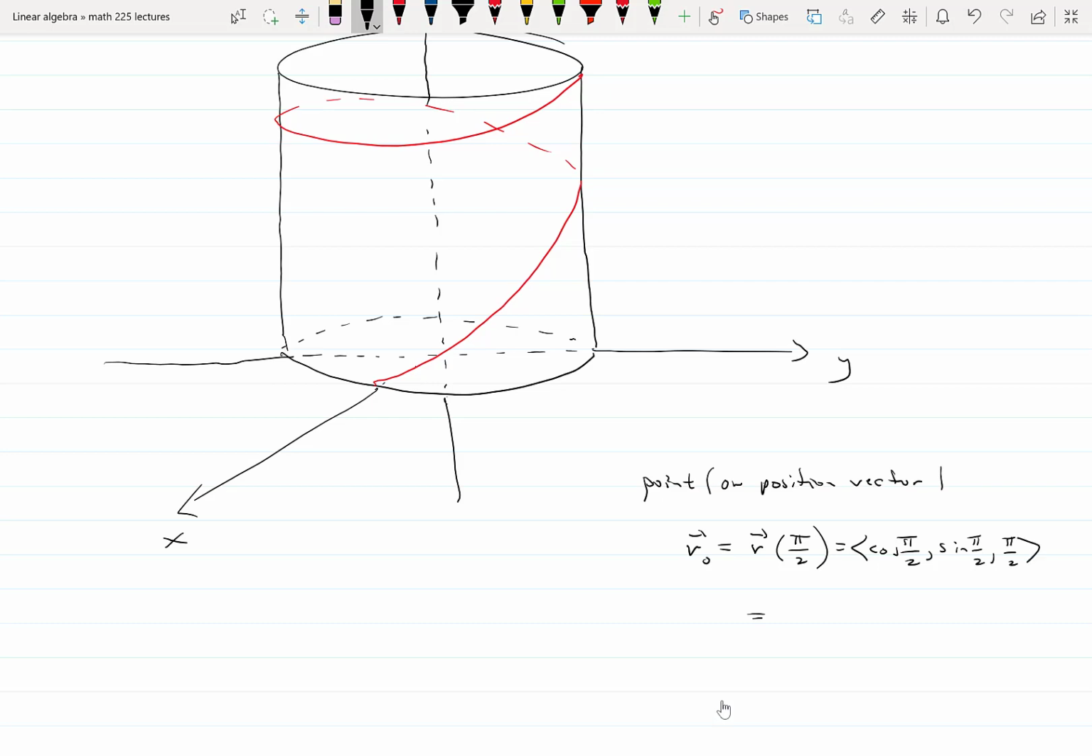So that gives us cosine of pi over 2 is 0, sine of pi over 2 is 1, and pi over 2.